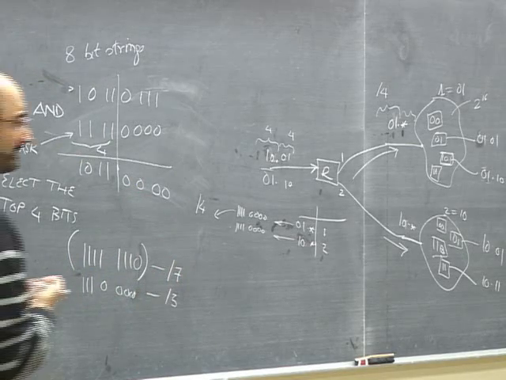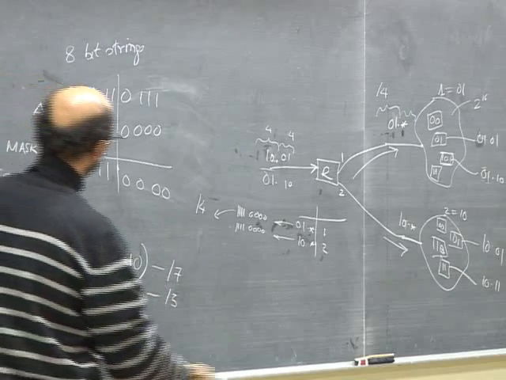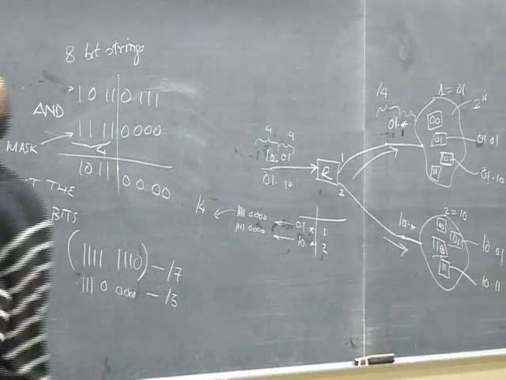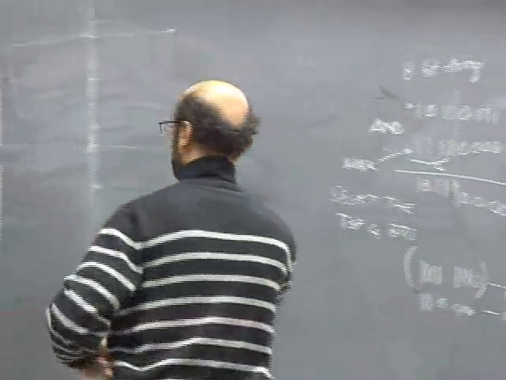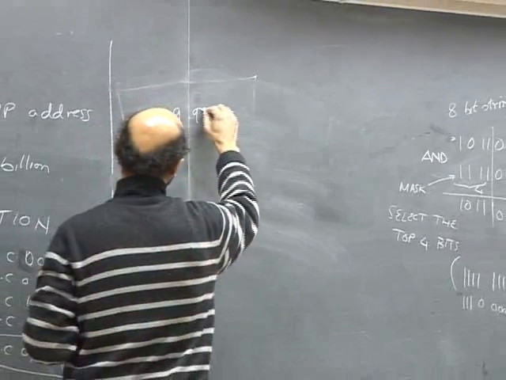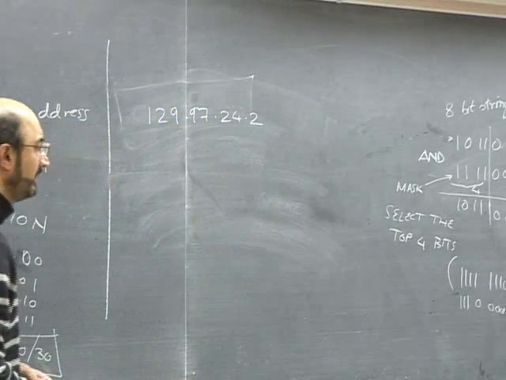it looks pretty much the same, right? In a 32-bit string, I want to say how many leading ones we want to have. So let's say I have an IP address. Okay, so I'm going to now go back to this one. And that's what I was going to draw over there. So let's take address 129.97.24.2. Let's say that's the address I have over here.